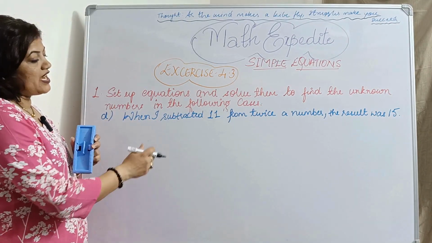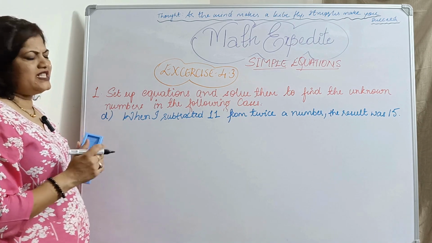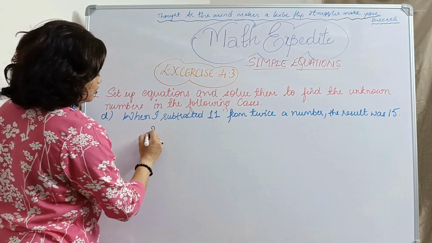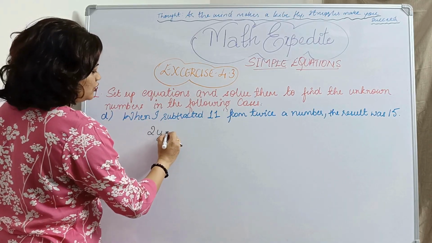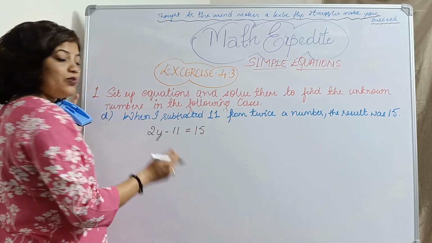Here, when I subtracted 11 from twice a number, the result was 15. So let us take that number as y. Okay, so twice a number would be 2y. So they are telling I subtracted 11, so 2y minus 11 is equal to 15. So this is the equation which we derived.